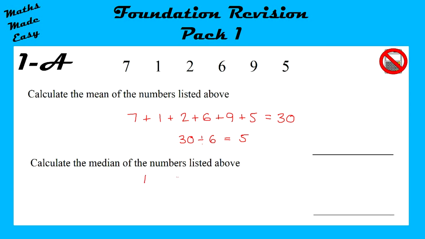To calculate the median, I need to put them all in numerical order. So 1, 2, 5, 6, 7, and 9. And then I can cross them off from both sides of the list until I end up with the number that's in the middle, which is in between 5 and 6. So the median in this case is 5.5.